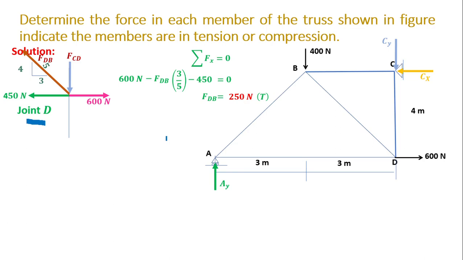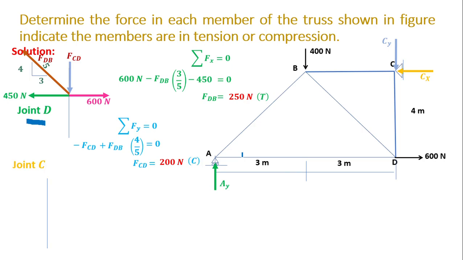Next, summation of forces ng y is equal to 0. Ayan. So we have here FCD going down and then upward yung FDB natin, and then 4 over 5 is equal to 0. Substitute the value ng FDB. Makukuha natin FCD is 200. Ayan.